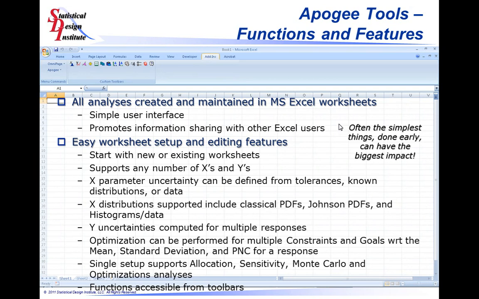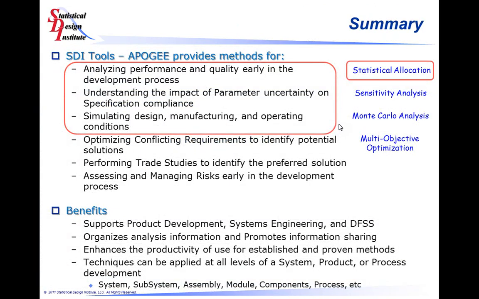responses simultaneously. So in summary, we've analyzed the performance, and we've performed this allocation as a part of assessing the quality of the design. We did this as part of the initial activity, so it was early in the development process, and now we have a good understanding of what the impact of uncertainty will be on this response and what we can do to do a better job of complying with our specifications.